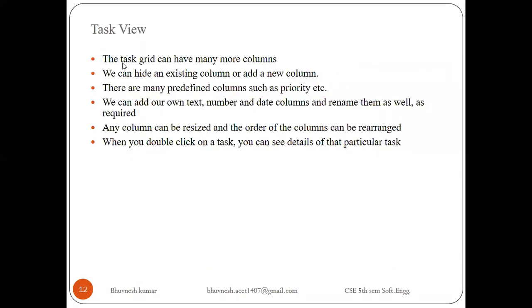Then task views. The task grid can have many more columns. Okay, task view is your task name, duration, your start time, end time, that is your task view. We can hide an existing column or add a new column. Okay, there are many predefined columns such as priority. We can add our own text, number, date columns, rename them, and any column can be resized and the order of the columns can be rearranged.